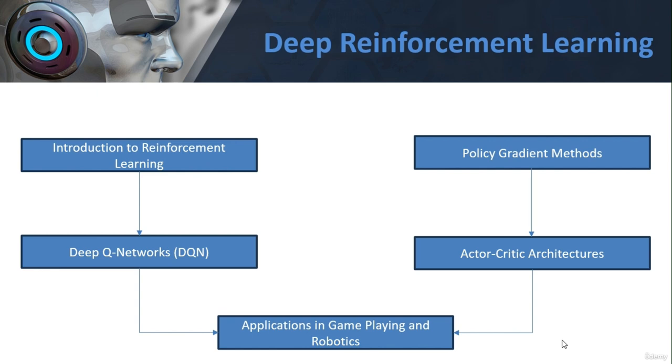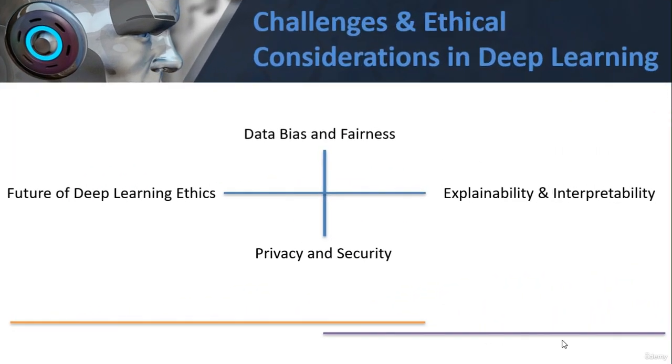Now we discuss the challenges and ethical considerations in deep learning. Data bias and fairness. Deep learning models are susceptible to bias in training data, which can lead to unfair or discriminatory outcomes. The section delves into the challenges of data bias, fairness metrics, and techniques like adversarial debiasing and causal modeling to address these issues. We explore the importance of diverse and representative datasets in training unbiased models.